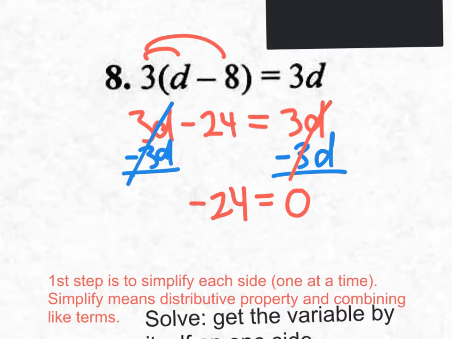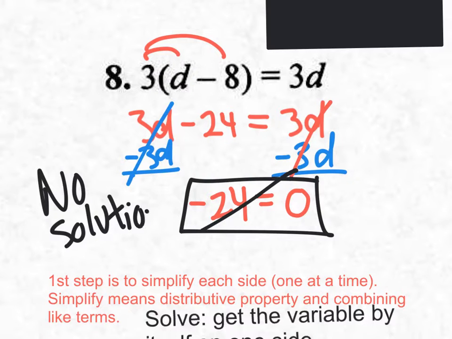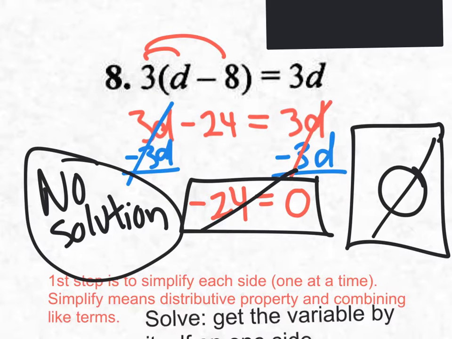Does that make sense? That negative 24 equals 0? What do you guys think about that? That's impossible. So whenever you end up with something impossible, you say no solution. The symbol for no solution would be like a 0 with a line right through it. Either one written out or the symbol is good for that answer.